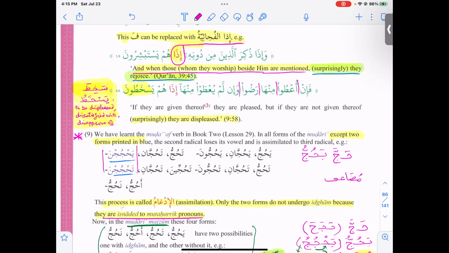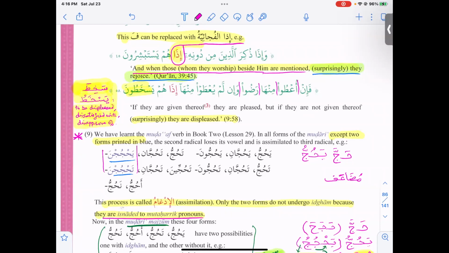Mudaf. When, of the first three radicals of the fa'ala, the second and third radicals are identical, we call it mudaf. Doubled. Doubling of the two last radicals, ain and lam. Fa'ala, ain and lam are identical.